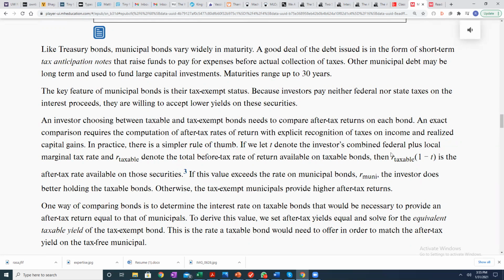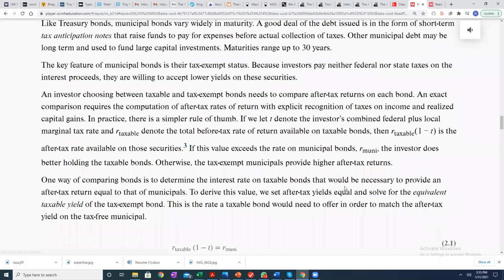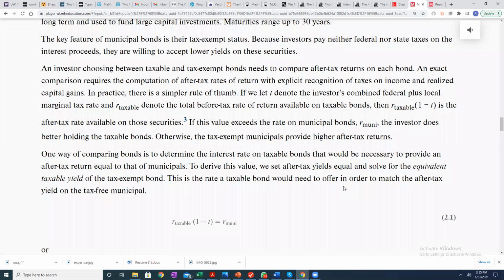If you let T denote the investor's combined federal plus local marginal tax rate and R taxable denote the total before-tax rate of return available on taxable bonds, then R taxable times (1 minus T) is the after-tax rate available on those securities. If this value exceeds the rate on municipal bonds, the investor does better holding taxable bonds. Otherwise, munis are better.